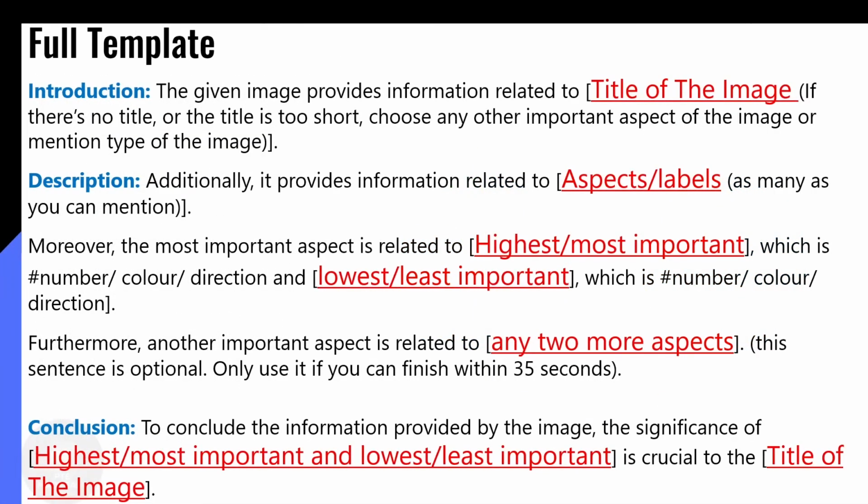Now that you have seen the template in action, this is the full template. I will post it in the description of the video. Please get it from there and use it to your advantage. Remember that you have to have this introductory sentence and descriptive sentence, and of course, the most important one. This is optional, based on your fluency, and this is the conclusion, which you must have. Let's see what will happen if I try to answer all of them together.